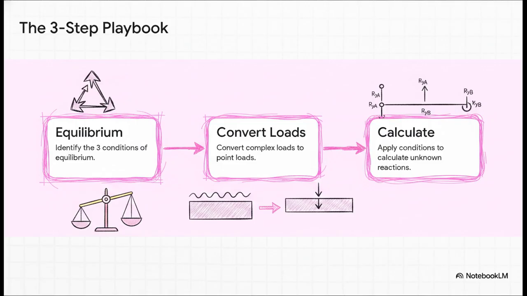Step 1. Recognize your 3 conditions of equilibrium right out of the gate. Sum of forces in x equals 0, sum of forces in y equals 0, and the sum of moments equals 0. Step 2. Look at the beam and convert all those tricky, uniformly distributed and varying loads into simple, easy-to-manage point loads. Step 3 is your actual free body diagram guide. Just visually isolate the beam, replace every physical support with the correct reaction arrows from our cheat code matrix, drop in your converted point loads, and finally, do the math to solve for those missing reactions.